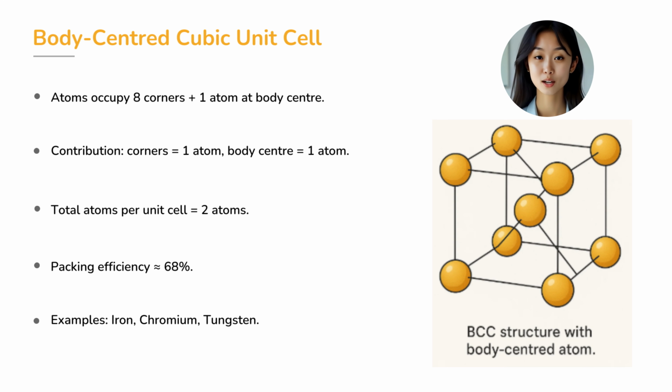Because of its tighter arrangement, this structure is adopted by important metals like iron, chromium, and tungsten. Their hardness and relatively high melting points are explained beautifully by this body-centered arrangement.